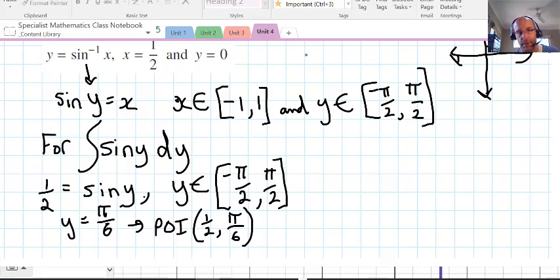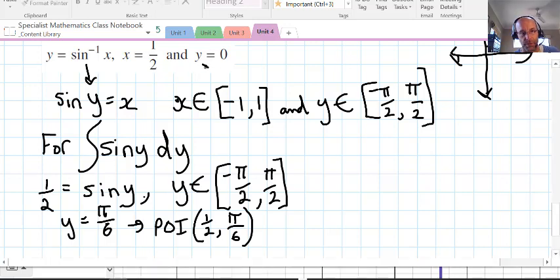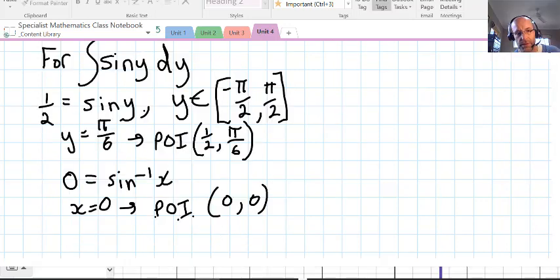So there's one of our points of intersection. And we'll look now at the intersection of the first and the third equation. So y equals 0 and y equals inverse sine x. Now since sine of 0 is 0, if we set those two equations together, we get x equals 0. So we have the point of intersection (0, 0).